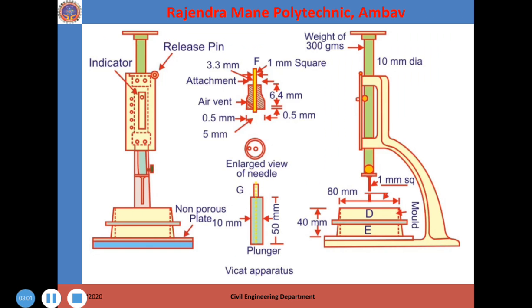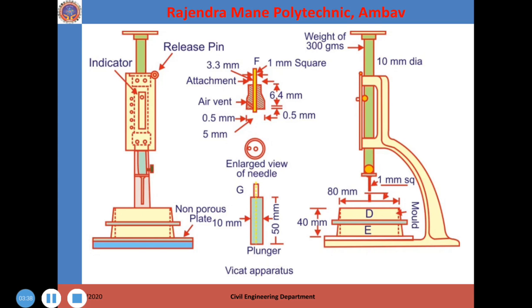So this is a mold. This mold is placed under this plunger, which has a weight of 300 grams and a rod diameter of 10 mm, fixed to this frame. Now this is the plunger which is used to find the standard consistency of cement.